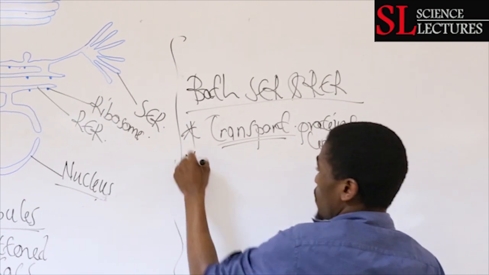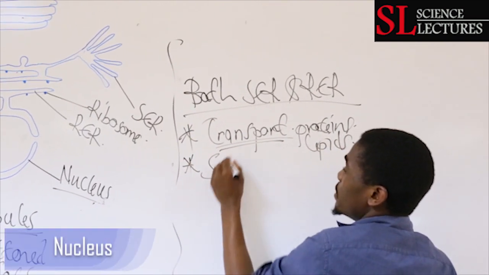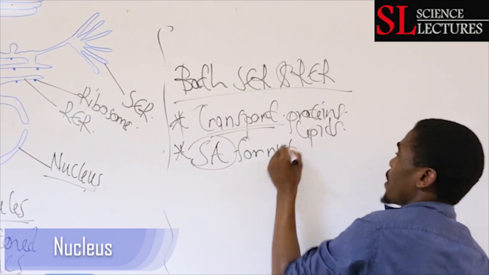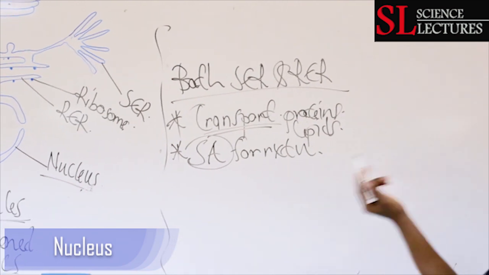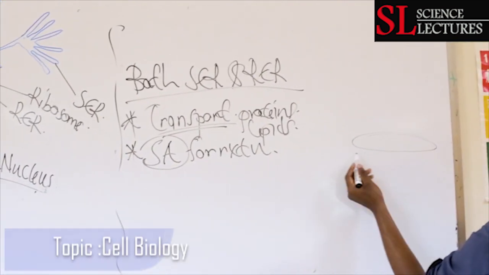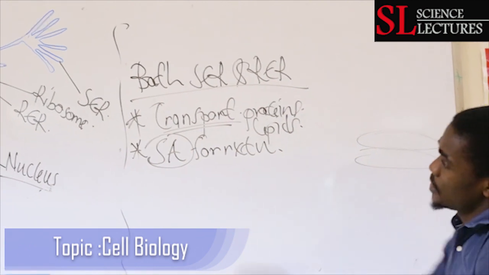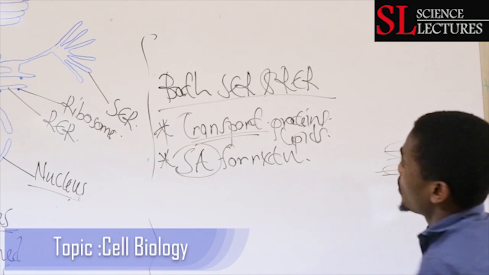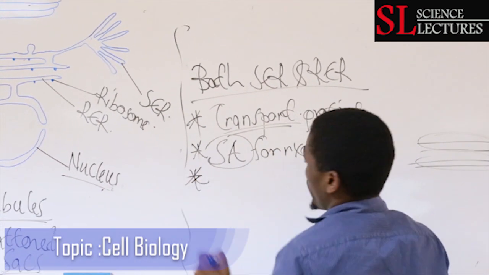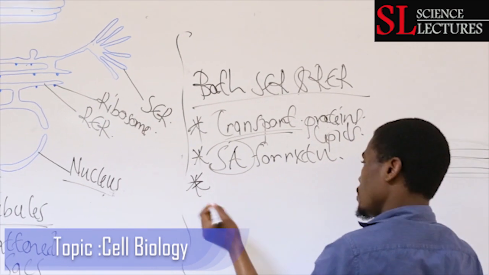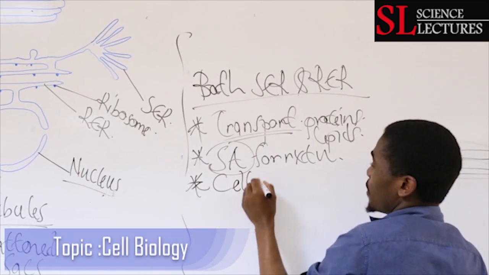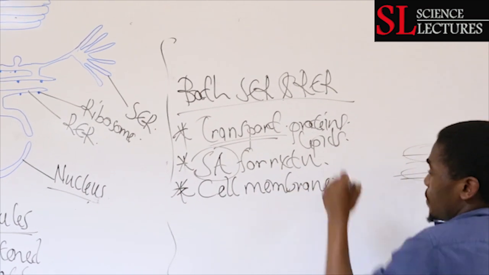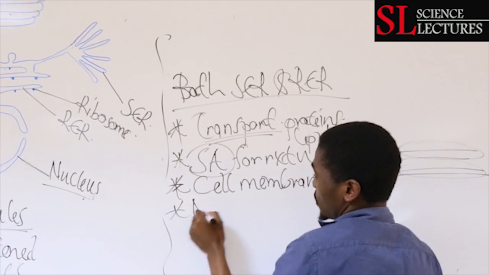Then another function they have is that they provide surface area for different cellular reactions to take place. Because when you look at their surfaces, they are somehow flattened, they are tubular in structure to increase the surface area for reactions. Then what else do they share in common? They can be used in the repair of the cell membrane, then in the repair of the nucleus.